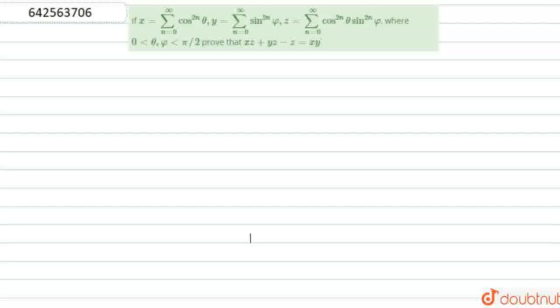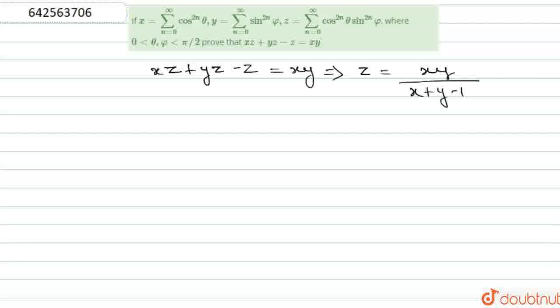Prove that xz plus yz minus z is equal to xy. So in this question there are relations given for x, y and z, and we have to prove that xz plus yz minus z is equal to xy. If we take z common, we will get z is equal to xy upon x plus y minus 1. So basically we have to prove that z is equal to xy upon x plus y minus 1.